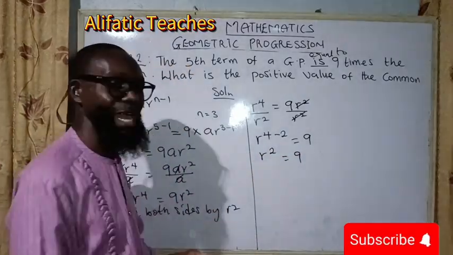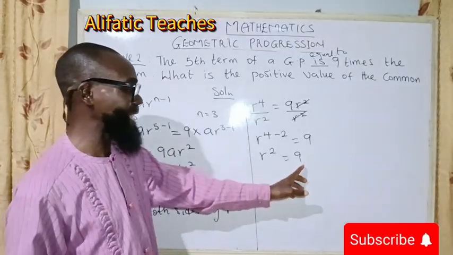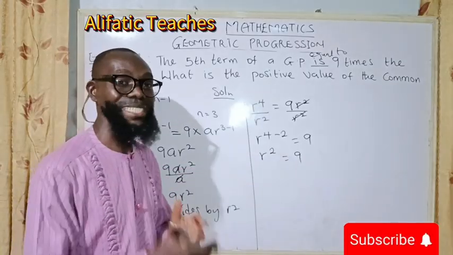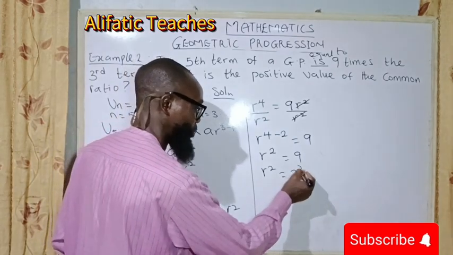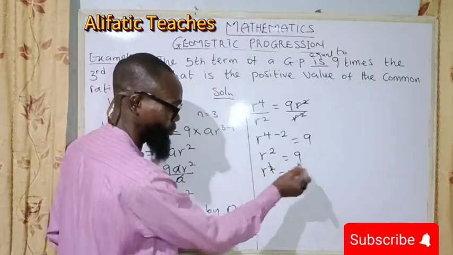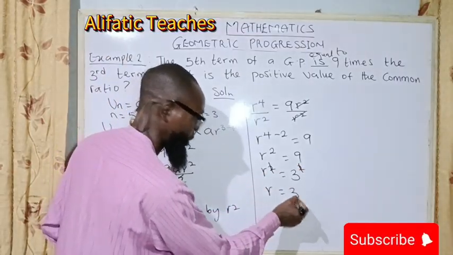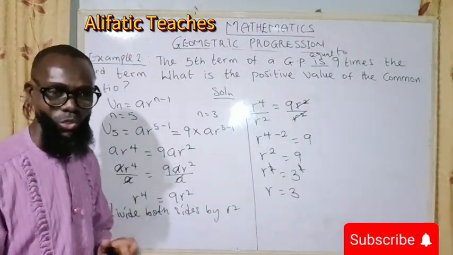Fine. I need my R and not R squared. Then how can I express this 9 to have a power of 2? That is 3 times 3. R raised to power 2 is equal to 3 raised to power 2. So 3 in 2 places, so power of 2 cancels power of 2. My R is equal to 3. So the positive value of R equals 3.